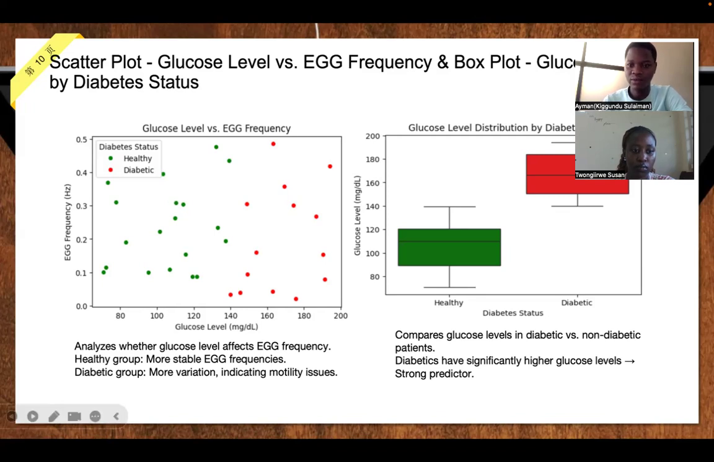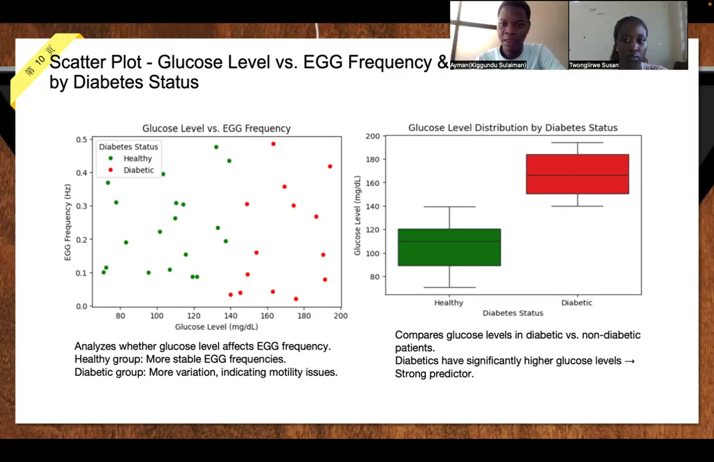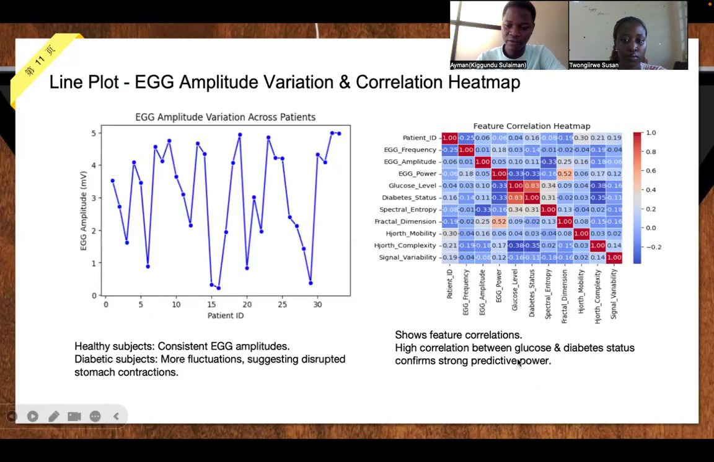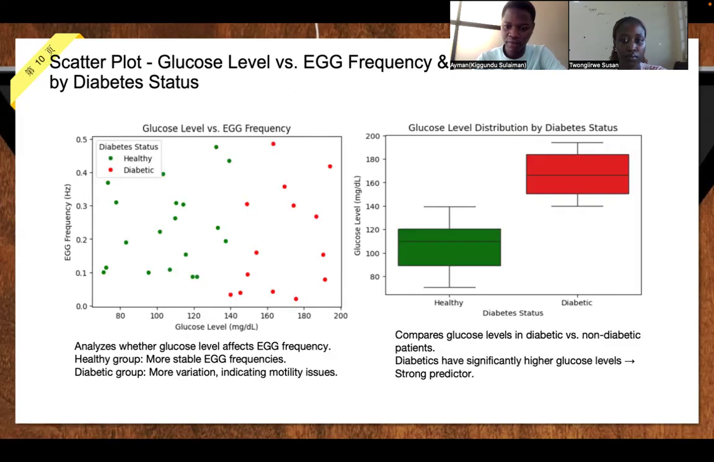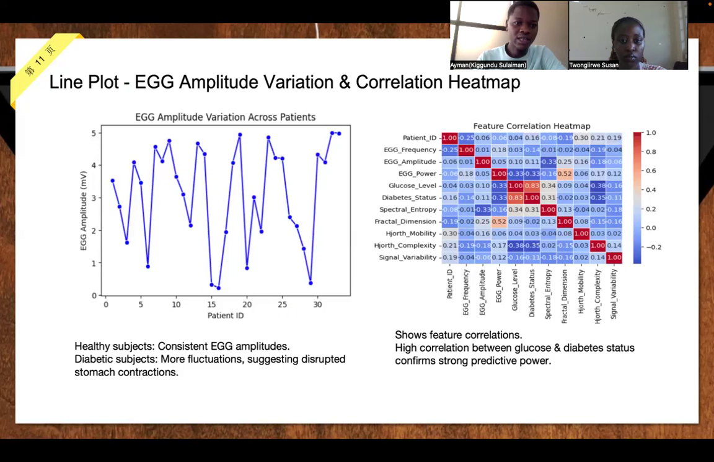So the second one we're going to talk about is glucose level distribution by diabetes status. This compares the glucose levels in diabetic versus non-diabetic patients. Diabetic patients have significantly higher glucose levels. Then we're going to look at another one, which is EGG amplitude variation across the patients.